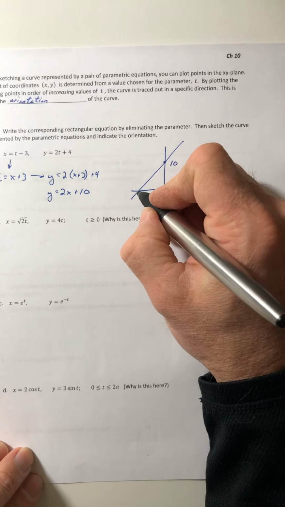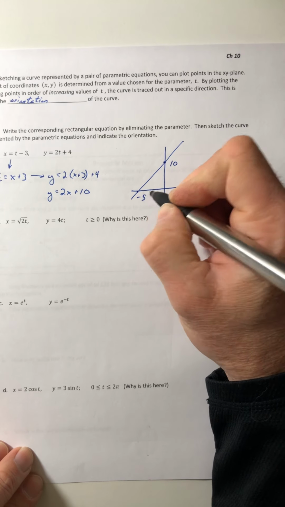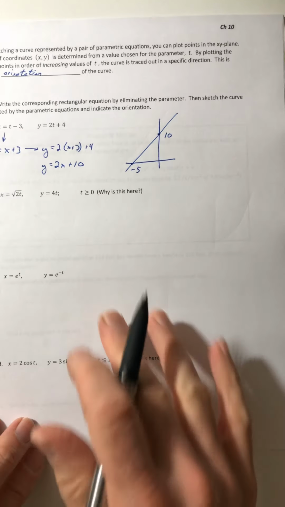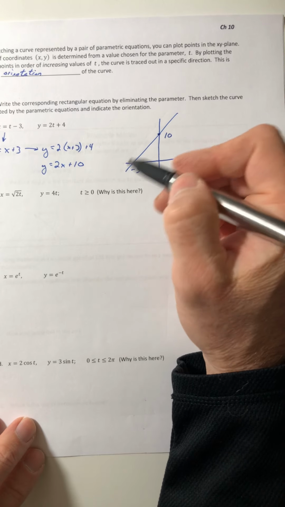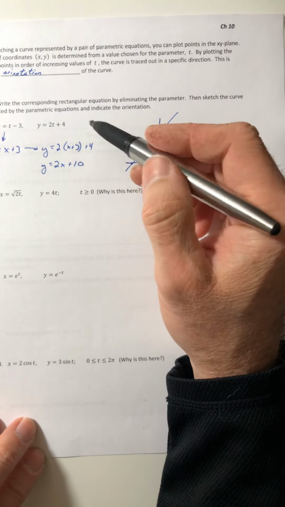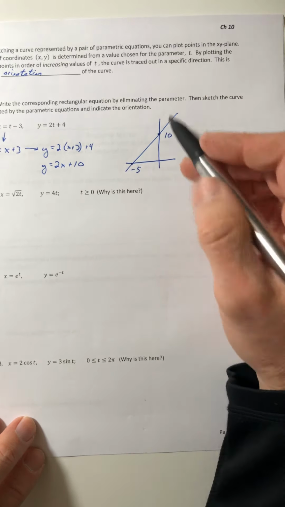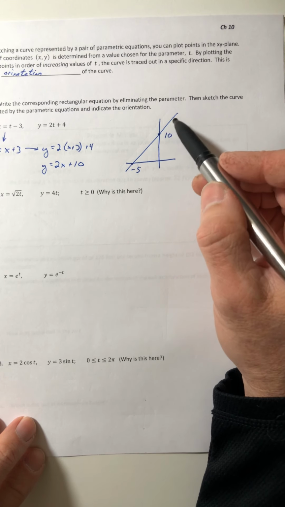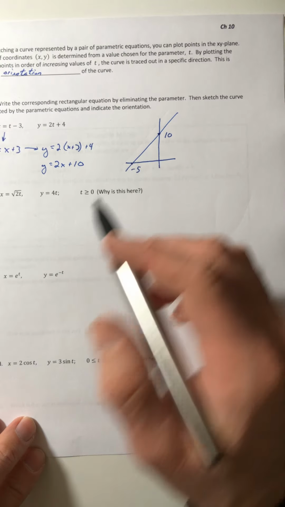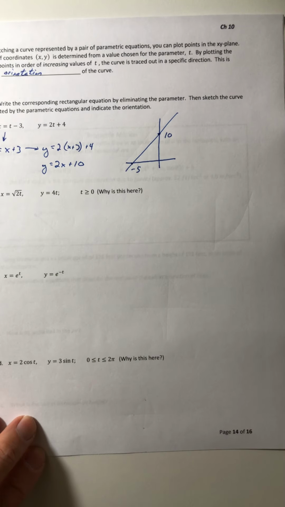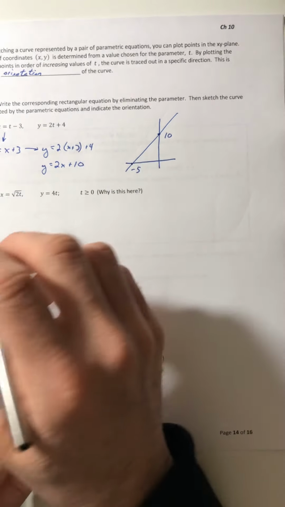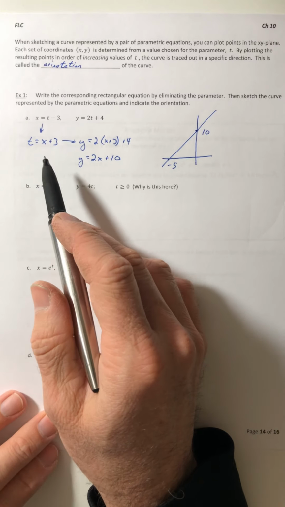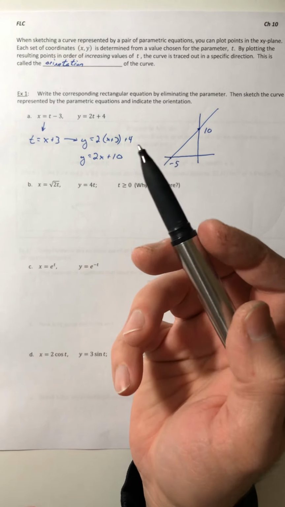The x-intercept would actually be -5. Okay, so there's your curve. Now you just need to know the orientation. So are you going to be walking this way, up and to the right, or are we working our way down and to the left? It's not really all that hard to do.